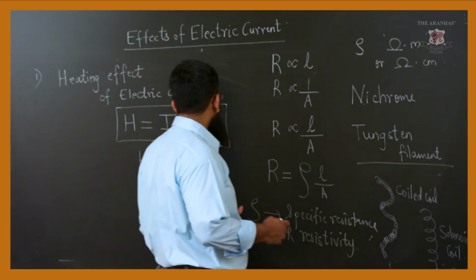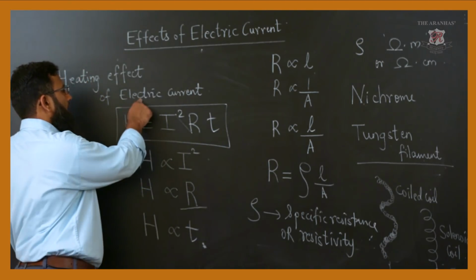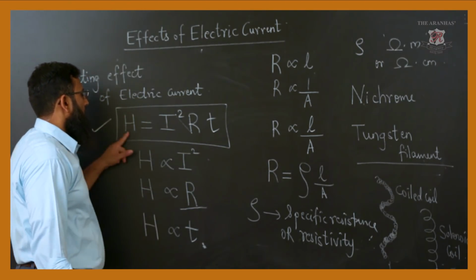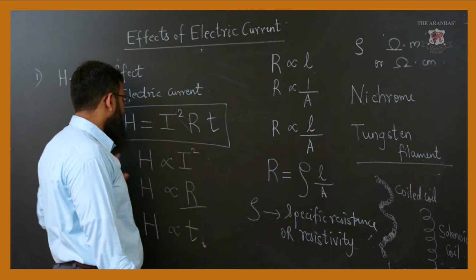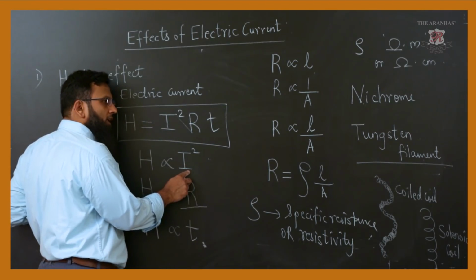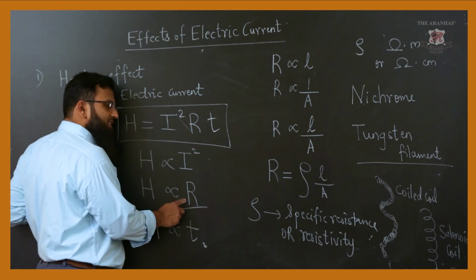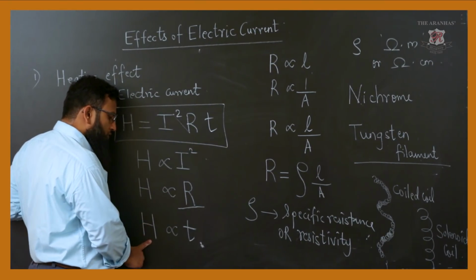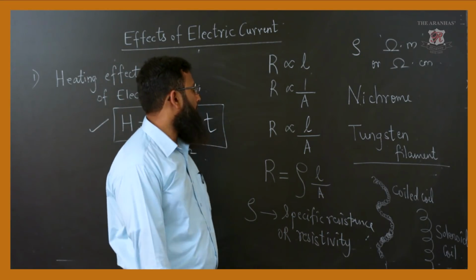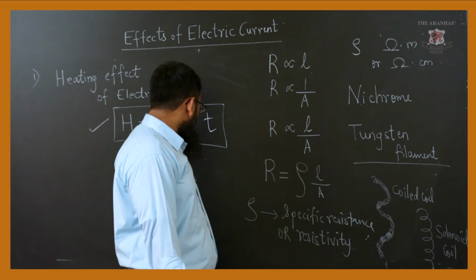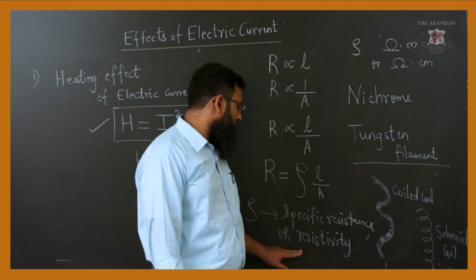So, let us go back quickly, we will revise. In case of heating effect of electric current, the key equation for it is H is equal to I square RT. We see that heat energy produced is proportional to the square of the current passing through the material which is used, directly proportional to the resistance of that material, and directly proportional to the time duration for which the current passes through it. The third one, the resistance depends on the specific resistance or resistivity.